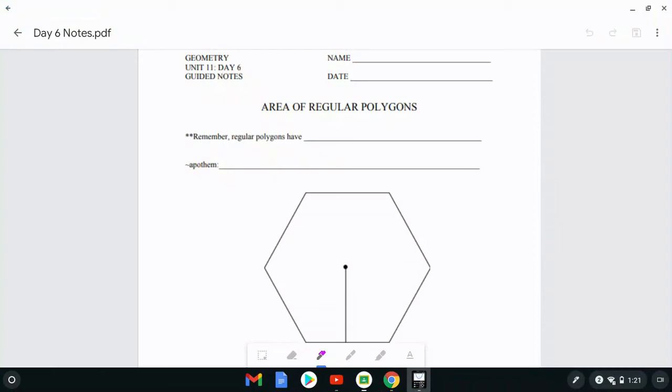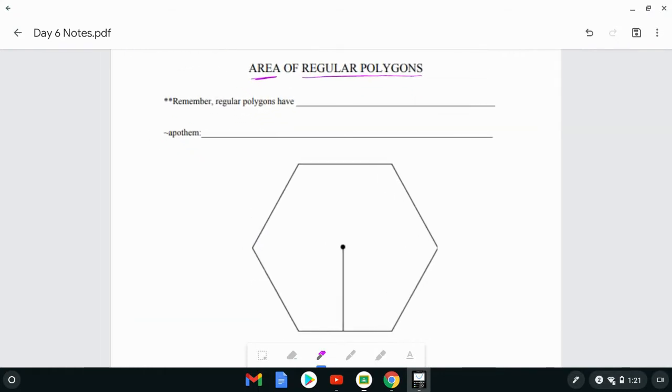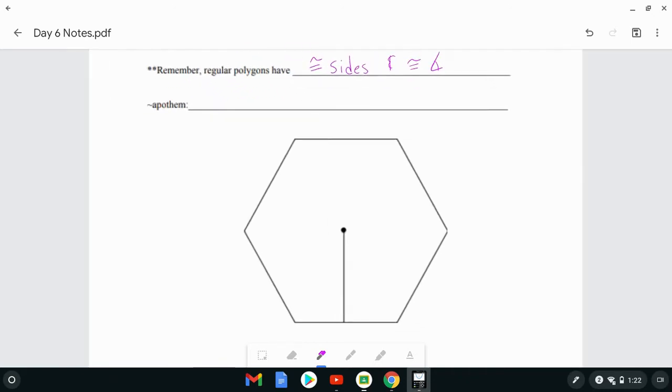Chapter 11, Day 6, we're going to go ahead and check out the area of regular polygons. So real quick, just as a reminder of what a regular polygon is, in order to be a regular polygon, they have to have all congruent sides and all congruent angles. So if we look at this polygon down here, in order for it to be a regular one, all of the sides that make up the polygon have to be congruent, and also all of the angles would be.